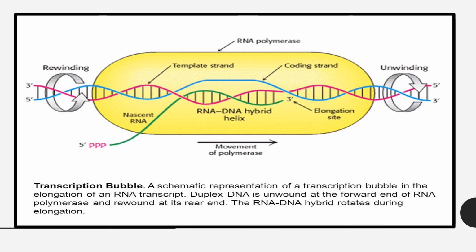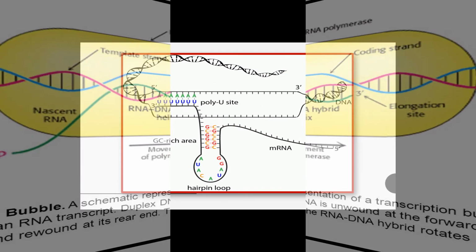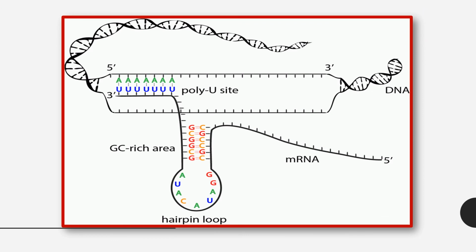As the RNA polymerase moves forward, the unwinding of the DNA will take place, and the process of transcription continues till the transcription bubble reaches the terminator. The stop sequence at the end of the gene terminates synthesis of messenger RNA. Now here this is the template strand and this is the coding strand of the DNA.